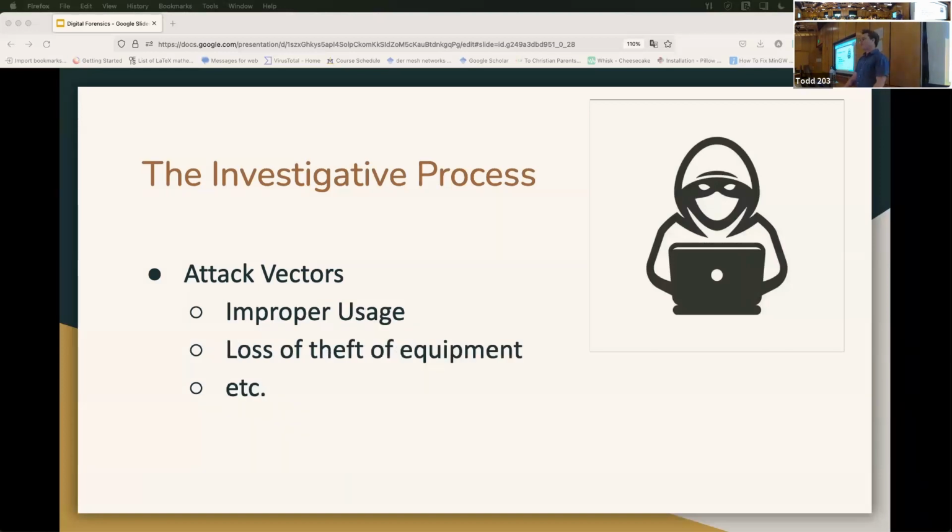Some other attack vectors: improper usage. Has our training failed? Are our employees not doing their jobs properly? Or did somebody get their laptop stolen, right? All of these are things that we need to consider. If somebody got their laptop stolen, well, we know that somebody broke in via that, more than likely.